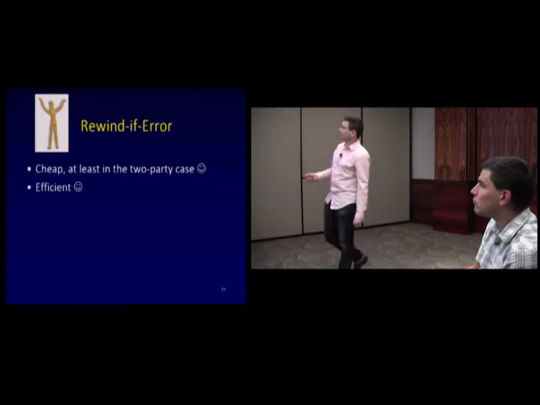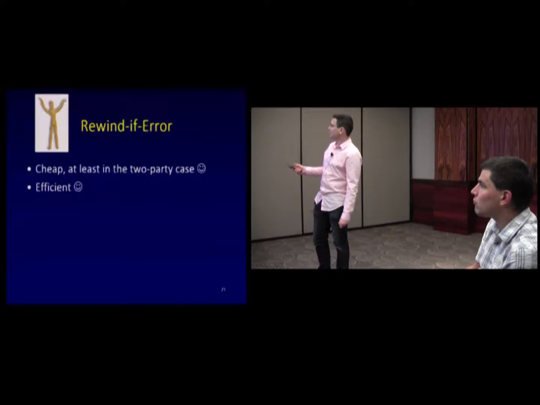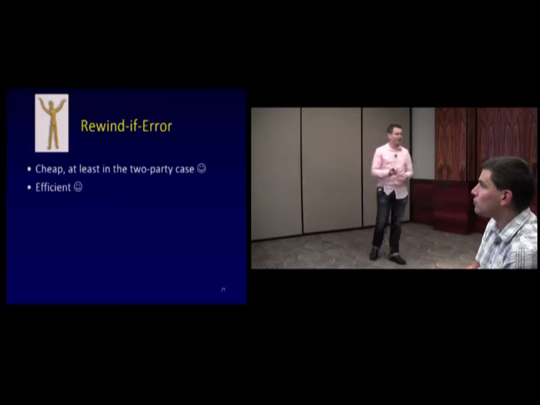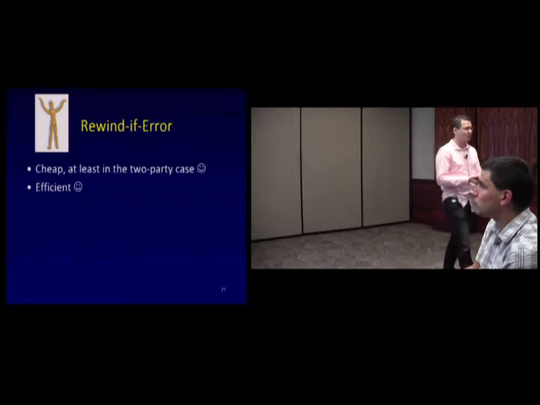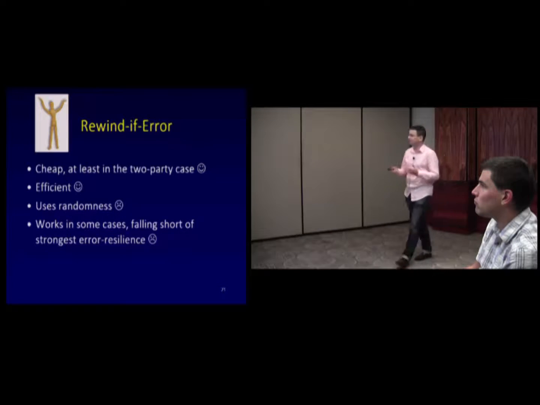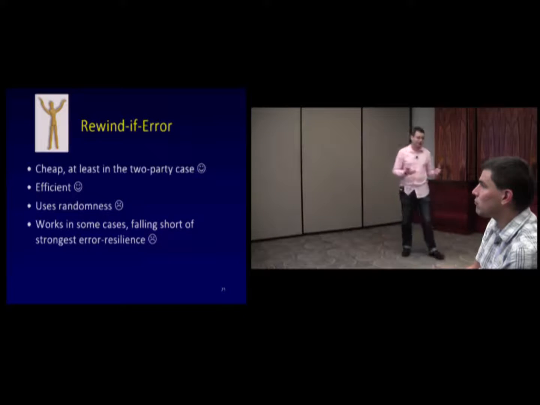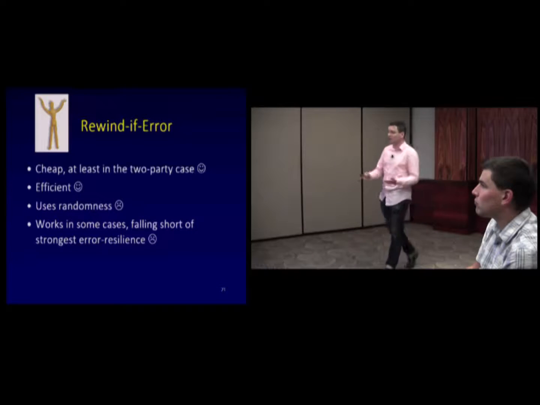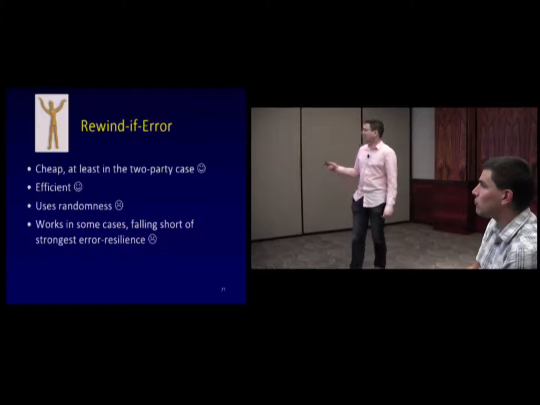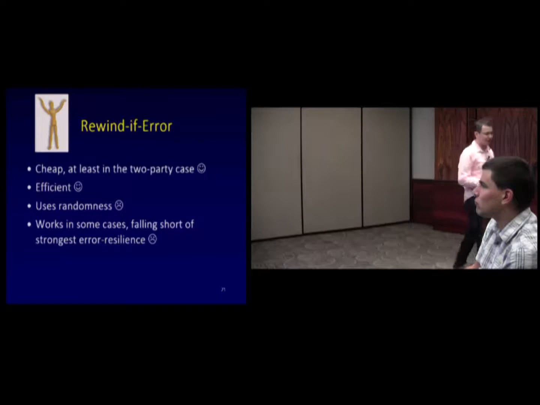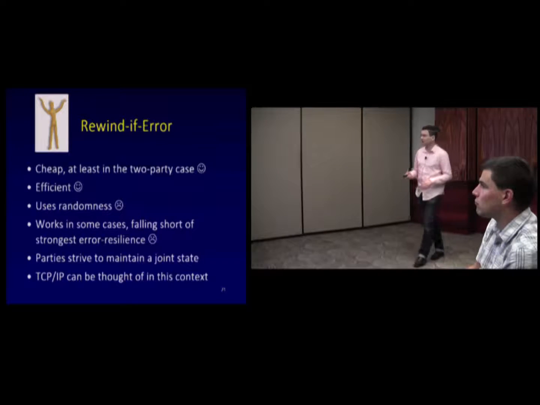So this paradigm, what's nice about it is that it's cheap in the sense that it's easy to explain, easy to implement, easy to reason about, easy to prove things about. It's efficient. It uses randomness, which is not great, if you want a deterministic scheme, because you end up using some kind of hashing. If you just use that, it will unfortunately fall short of the best possible error resilience in most scenarios. So that's one minus.